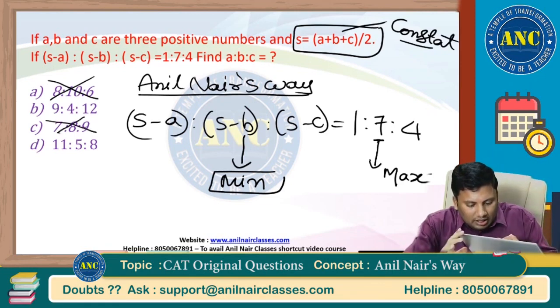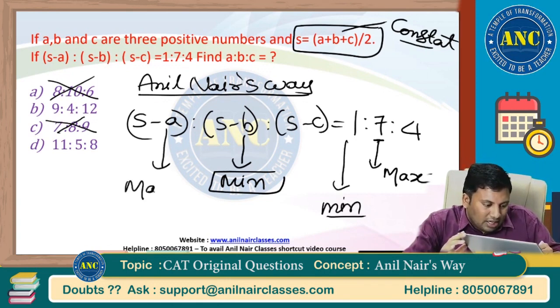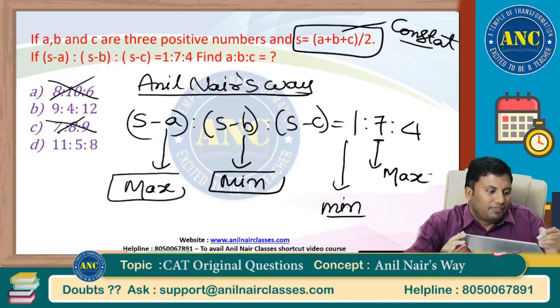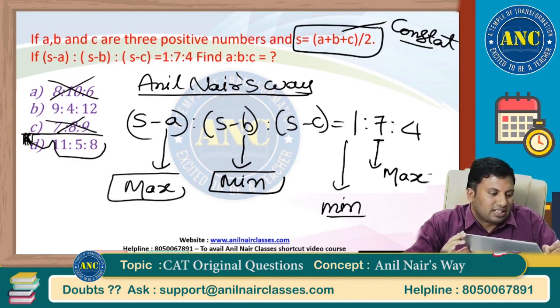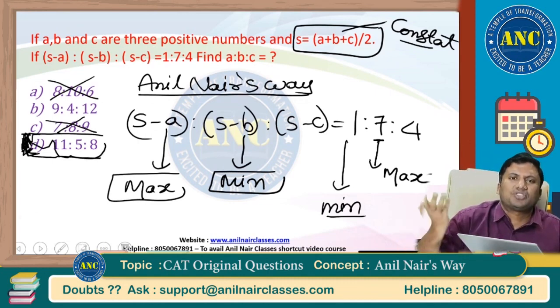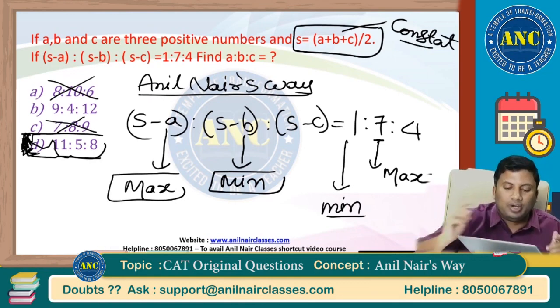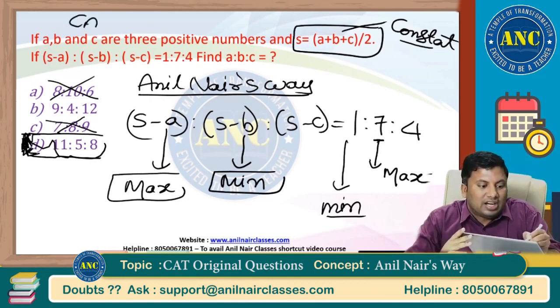Then A is minimum, so the value of A, which has a minus sign, should be maximum. The answer is 11:5:8. Where is the question of solving and finding the values of a, b, c? And for your information, it is an original CAT question.